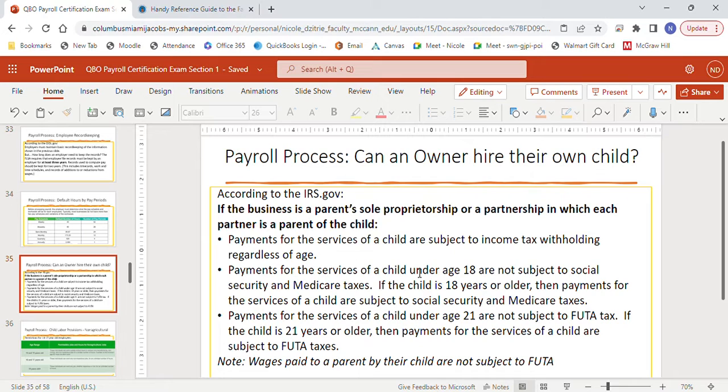If the child is 21 years or older, then payments for the services of the child are then subject to FUTA taxes. Note, wages paid to a parent by their child are not subject to FUTA.